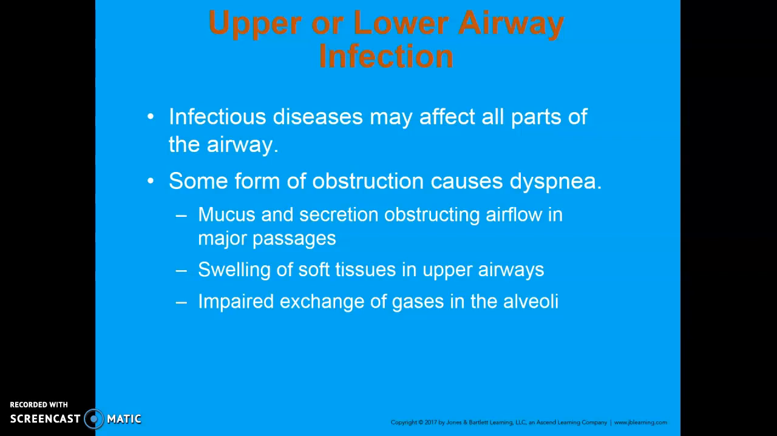The problem causing dyspnea is always some form of obstruction when you have an infection in the airway. It's either mucus and secretions that obstruct airflow. This can come from that common cold or can come from diphtheria. You can have swelling of the soft tissues in the upper airways, such as seen in epiglottitis and croup. Or you can have impaired exchange of gases at the alveolar level, which is common in pneumonia. Make sure that you have appropriate PPE when you're contacting patients that could have an upper or lower airway infection.